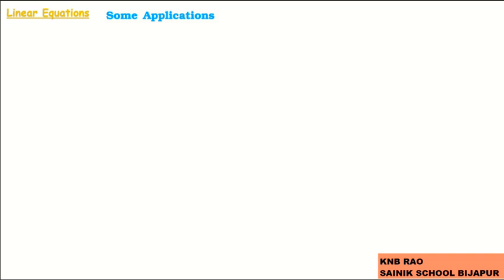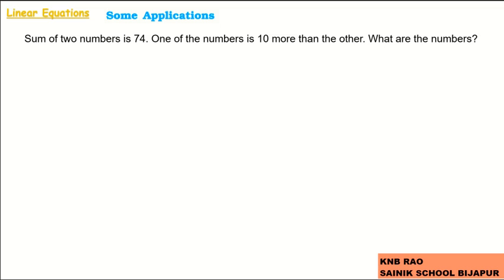Now coming to some applications. What is the meaning of application? Let us consider a situation. You are given a puzzle that the sum of two numbers is 74 and one of the numbers is 10 more than the other. What are the numbers? See children, while solving such questions, what are the numbers? That means both the numbers you need to find. And you know the relation between one number and the other number. So one of the numbers is 10 more than the other.